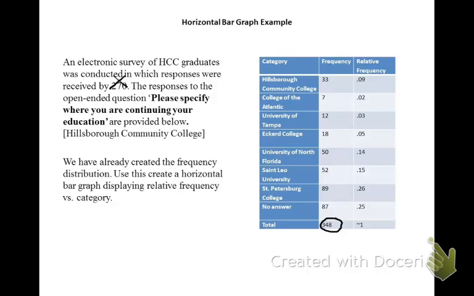I've also added a relative frequency category. The way you get this is to divide your frequency by your grand total. So this number came from dividing 33 by 348. Just to give you another example, if you divided 50 by 348, you'd get 0.14. So relative frequency is a category divided by a total. Let's create a horizontal bar graph for this data.